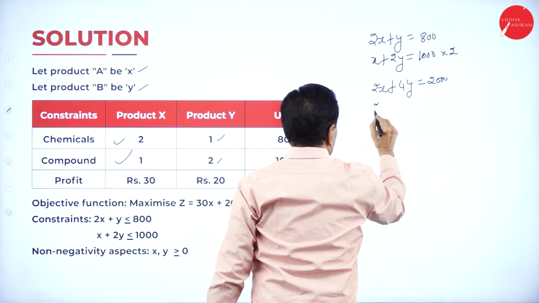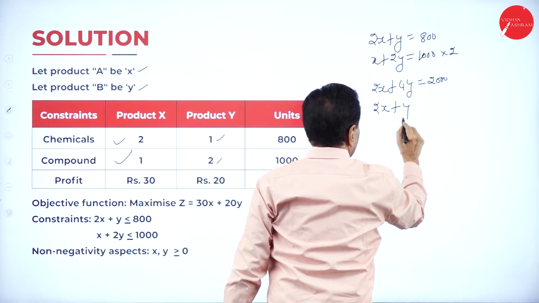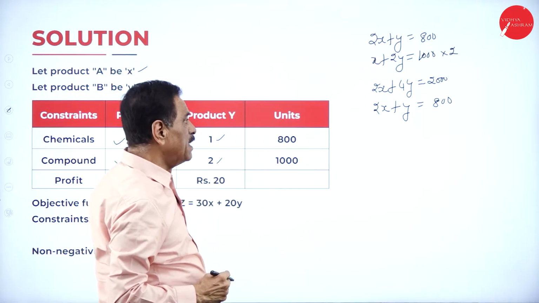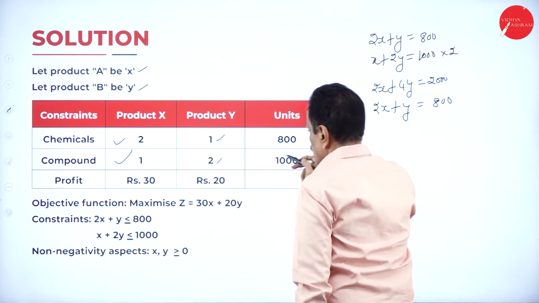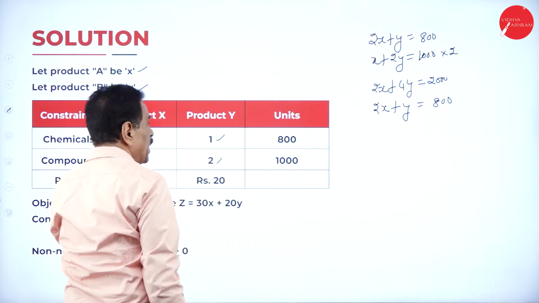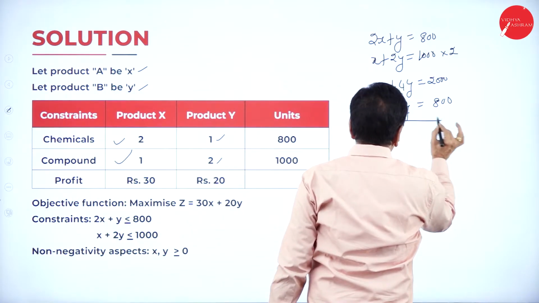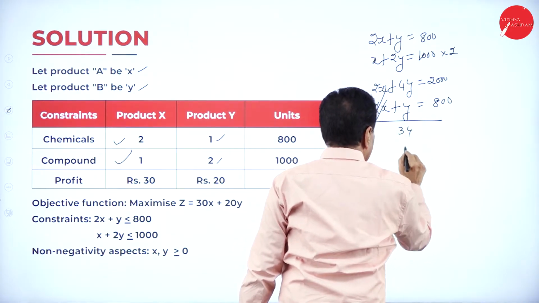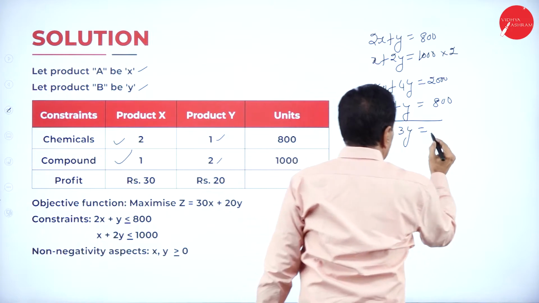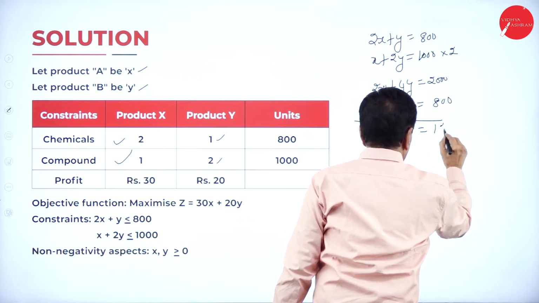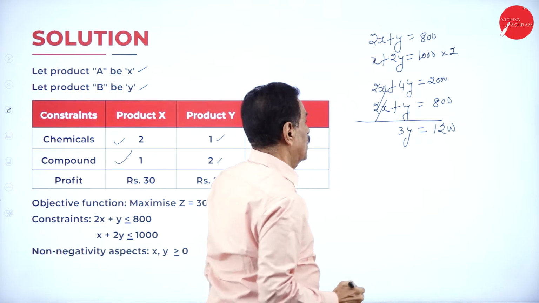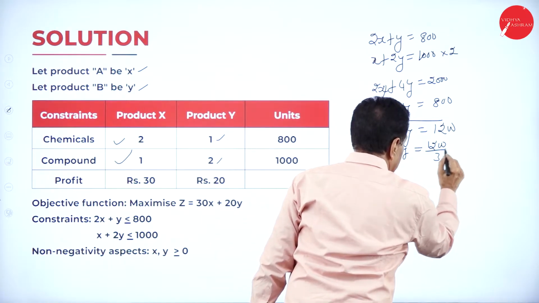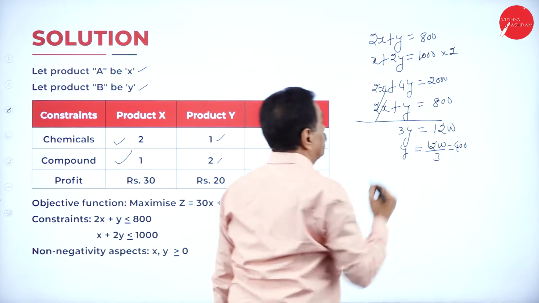Same way, 2x plus y is equal to 800. So cancel this. This is 2x plus y is equal to 800. Simplify this. This is 3y is equal to 1200. Y is equal to 1200 divided by 3. This is 400.